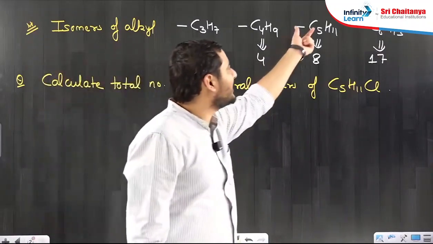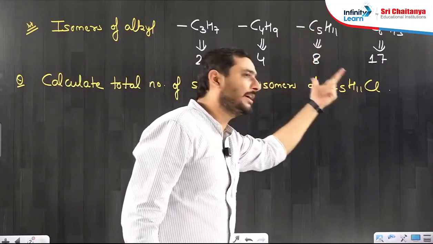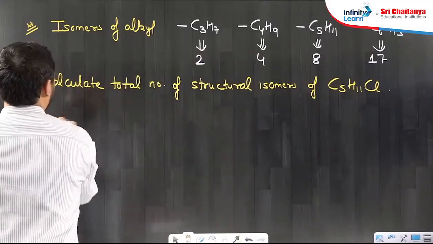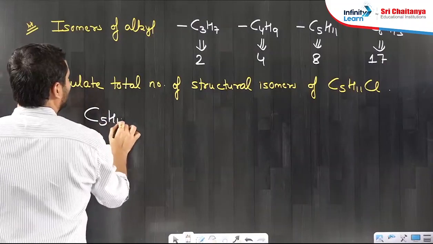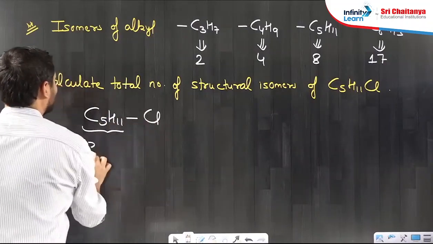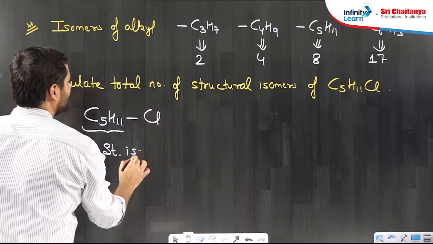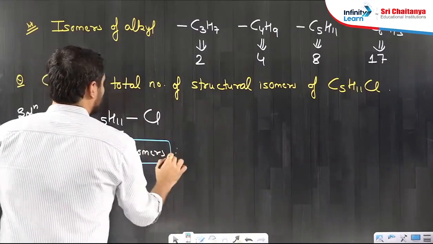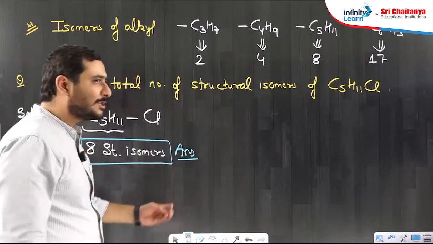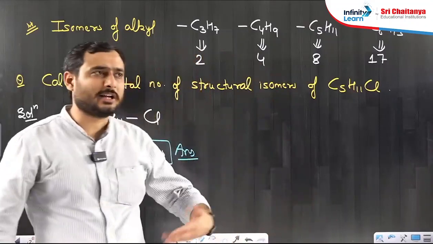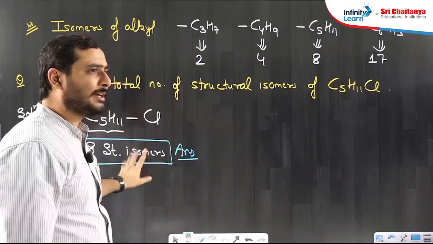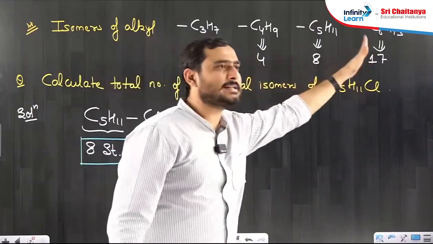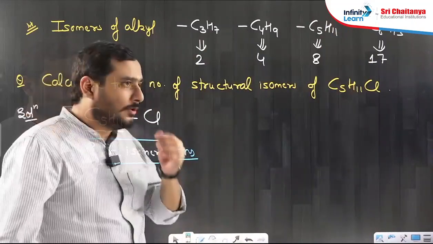But now we directly know how many isomers of C5H11 are possible: 8. So the direct answer is 8 isomers. We write this as C5H11 and Cl, and for C5H11 there are 8 structural isomers. So this is the answer, and in one step we can tell it. There is no need to draw all the possible isomers and then count. We can apply this direct approach, but that is only possible if you remember the sequence 2, 4, 8 and 17. Any doubt in this question? Now let us move to the next question.